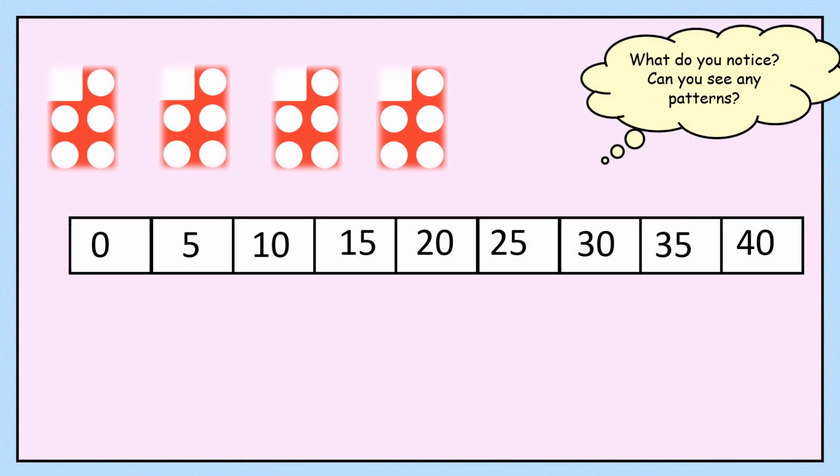Let's count the Numicon. 5, 10, 15, 20. I have got 20 Numicon all together. 0, 5, 10, 15, 20. Have a look again for any patterns. Do you notice that all the numbers either end in a 0 or a 5? 0, 5, 0, 5.